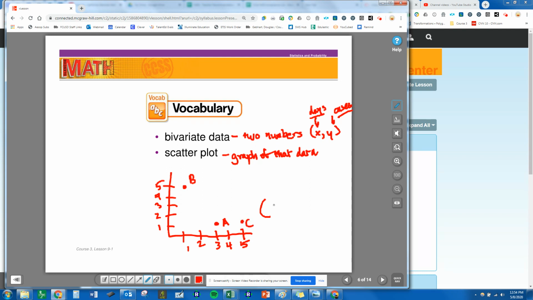So which of those corresponds with the coordinate 5, 1? Pick A, B, or C, please. And you should have picked point C. Remember that the first value is your X value, the second is your Y value, and our X value is our left or right, and our Y is our up or down.